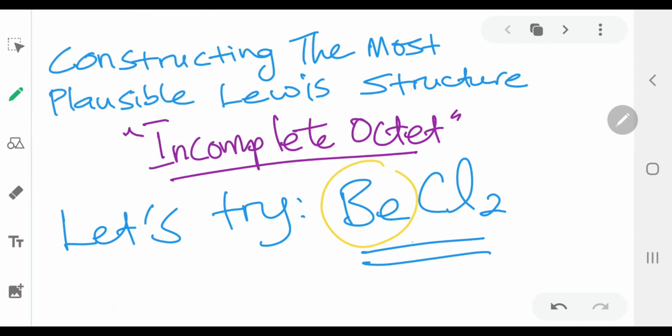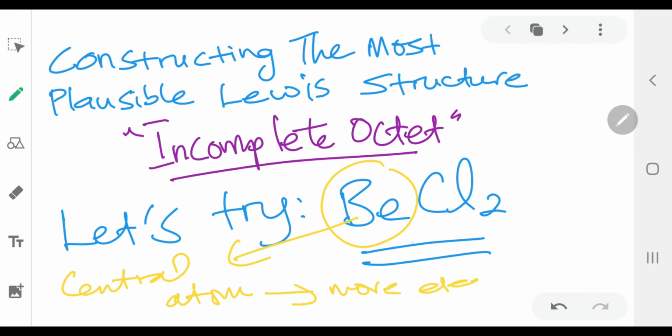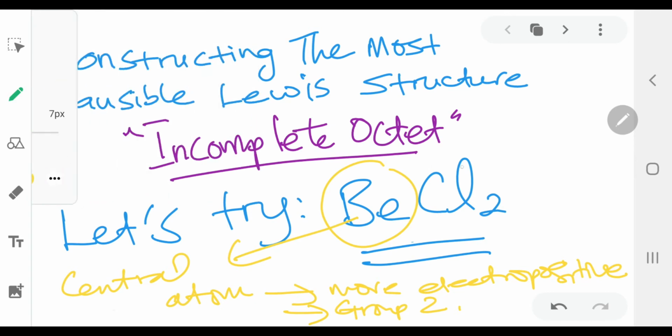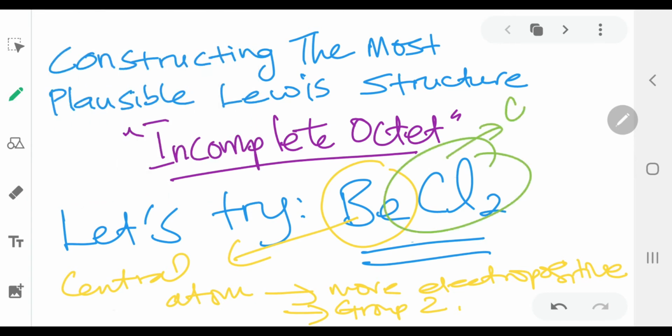So you do note beryllium. This one will be the central atom, because it is going to be more electropositive. We do know that beryllium is in group 2, and your chlorine over here is in group 17, so it has 7 valence electrons. Beryllium has 2 valence electrons.